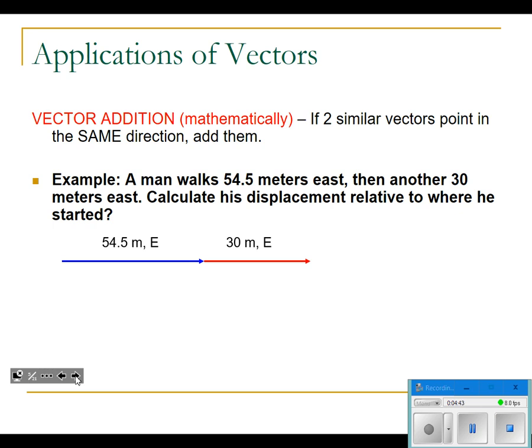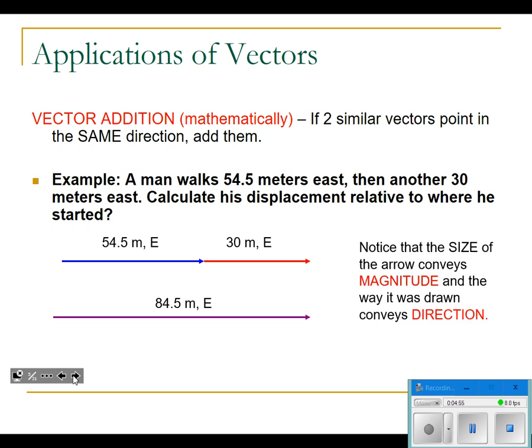Now if I want to find displacement, and these are in the same directions, then I'm going to go from where I started all the way to where I ended. And so that would be added together, 84.5 meters east. So my answer would be 84.5 meters east, because I have to have not only the magnitude, but also the direction. So notice that the size of the arrow conveys my magnitude. My purple one is bigger than both of my individuals. And it is drawn to show my direction as well.